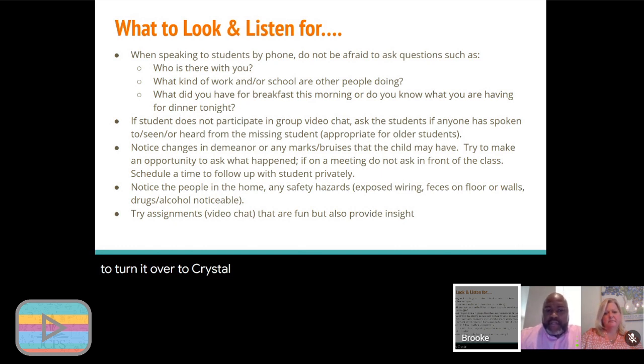Notice any changes in the demeanor, any marks, bruises that a child may have. Try to have the opportunity to ask what happened, but don't do that in a group setting. If you are doing group meetings with your students, try to see if you can find a schedule or follow up with the student privately just to discuss that matter, because it could be a situation that, hey, they were playing outside and maybe fell and caught some type of bruising, but then again, it could be something more serious.